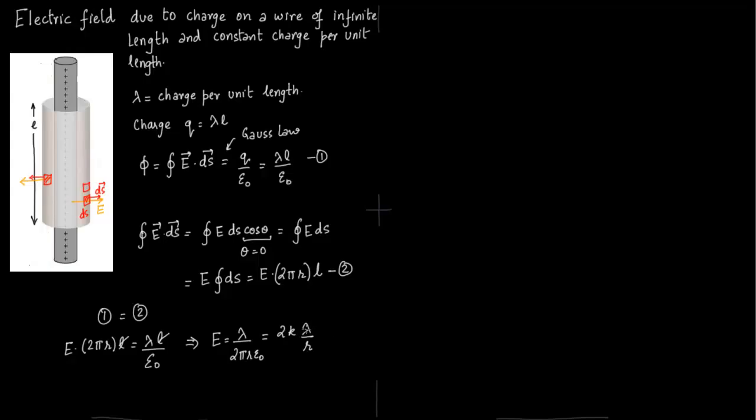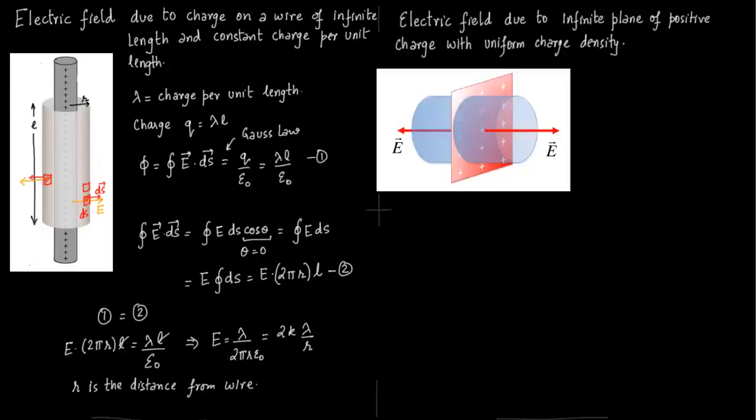So we have been able to use Gauss's law to compute the electric field of a wire of infinite length because the charge was uniformly distributed and the electric field and the area vector make an angle of 0 degrees. And notice this R which we have in the denominator. This R is the distance from the wire. This R came from the surface area of the cylinder, which depends upon the radius. So obviously as you go away from the wire the electric field reduces.